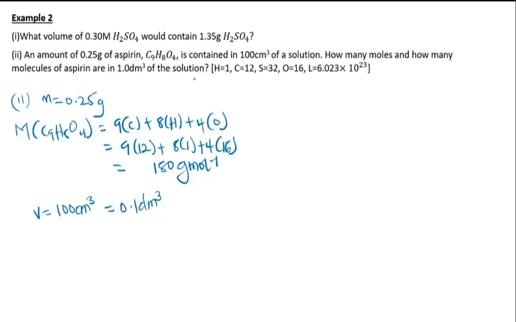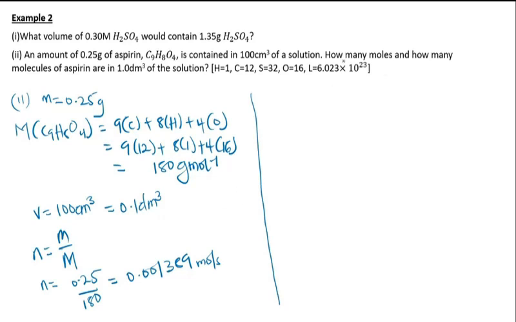All right, so first things first. First of all, we need to get the mole of the aspirin that is present in 100 cm cube. We can get that by using the formula mole is equal to mass over molar mass. So our mole is equal to 0.25 divided by 180, and this is equal to 0.001389 moles.